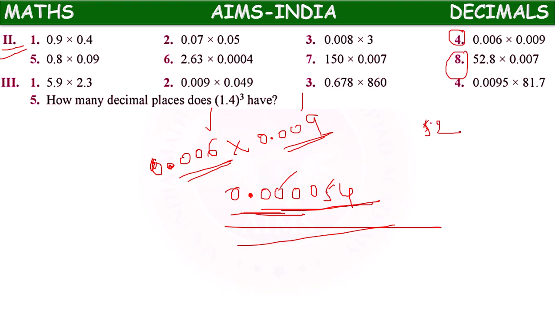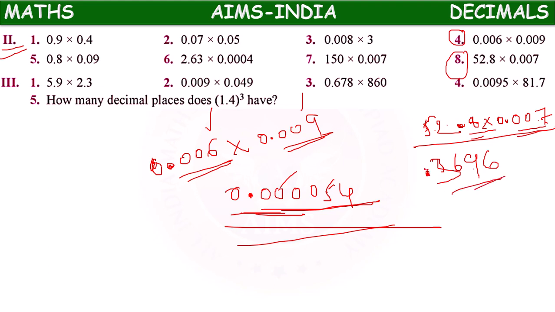Eighth one, what is the question? 52.8 into 0.007. Let's multiply with 7 without points. 7 times 8 is 56. 7 times 2 is 14 plus 5, 19. 7 times 5 is 35 plus 1, 36. 36. But here 1 decimal place, here 3 decimal places, so 1, 2, 3, 4. We need 4 decimal places. Before the point there is nothing, so we can keep 0. 0.3696. Like that we can write.